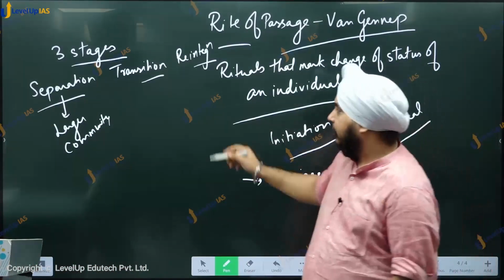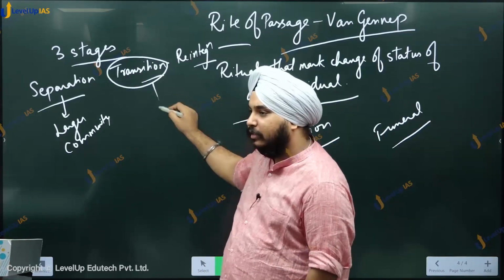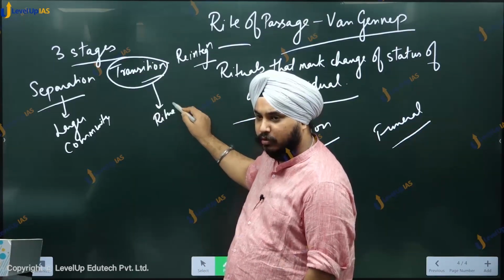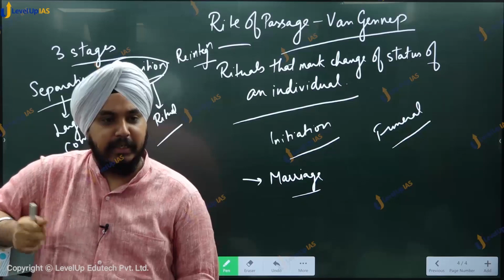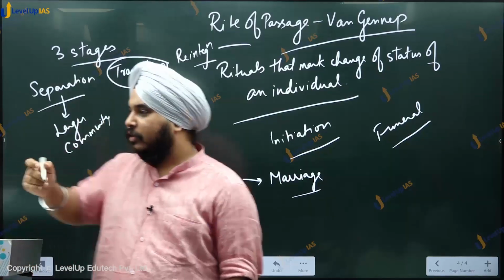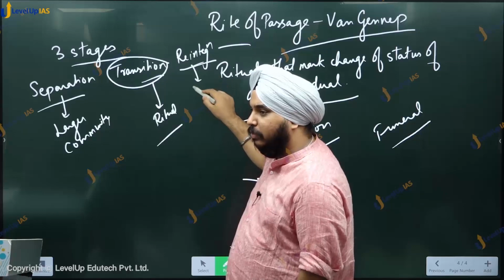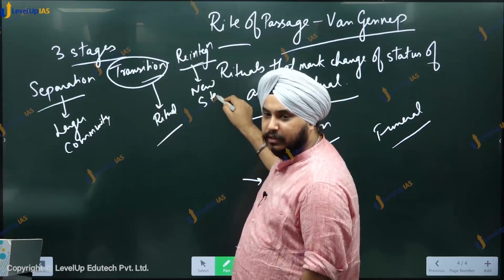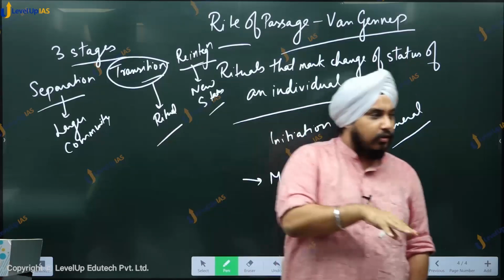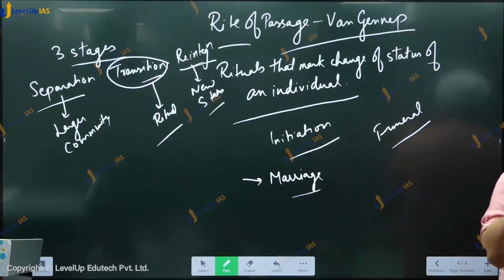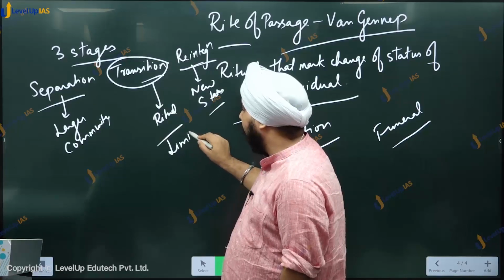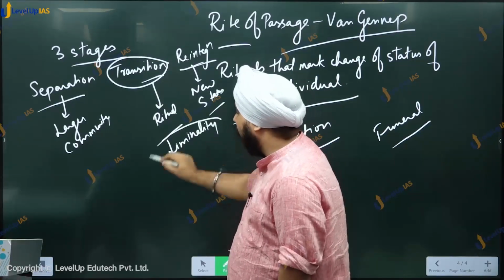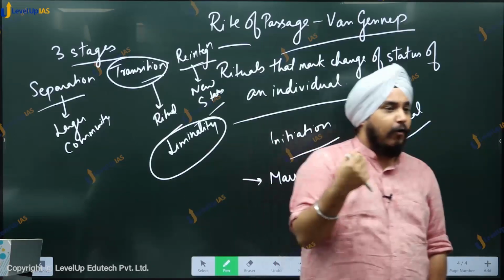The second is the period of transition. That means at the time of ritual, when the ritual is going on. And then the last step is reintegration. Once the ritual is done, you will be reintegrated into the society, but with a new status. The older status will be gone and the newer status will be given to you. That is reintegration.